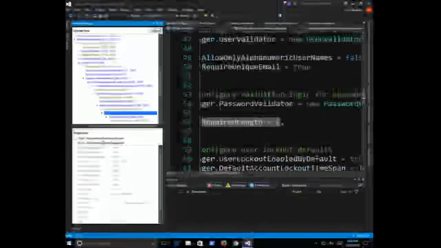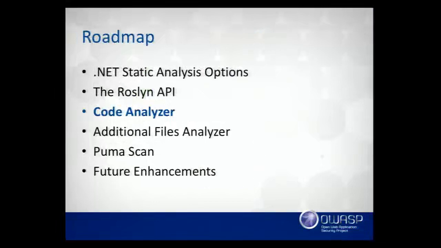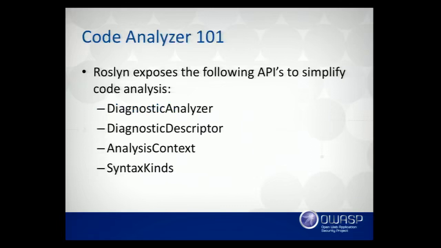So let's take a look at what that code can actually look like. So we'll walk through this. And I'll forewarn you, there's lots of code on the upcoming slides, so brace yourself. This is exciting stuff. All right. So the 4 things you need to understand to write a rule. So this is my code analyzer 101 section. You need to use a diagnostic analyzer class. You need to know what a descriptor is, the analysis context, and a syntax kind. 4 things you have to understand in order to write a rule.